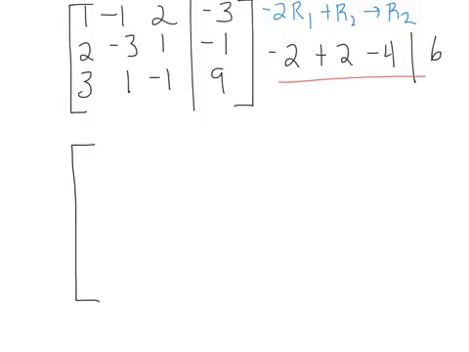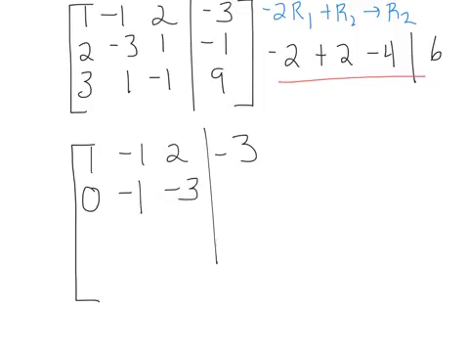So row 1 stays. It's locked in place because we multiplied it by something. Row 2 is going to become 0. We're going to add 2 to negative 3, which gives us negative 1. We're going to add negative 4 to 1, which gives us negative 3. And we're going to add 6 to negative 1, which gives us 5. And I'm just going to rewrite the bottom row in there again.